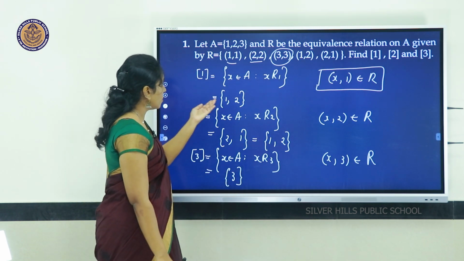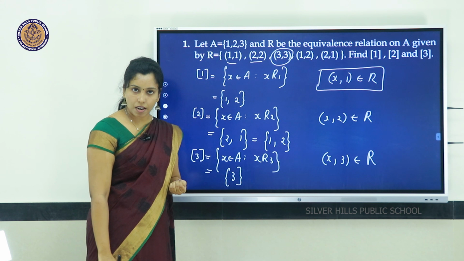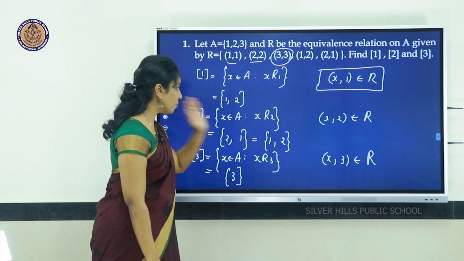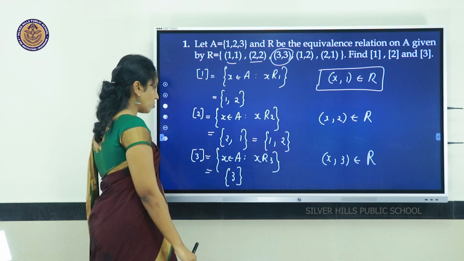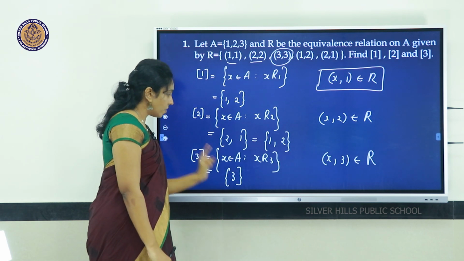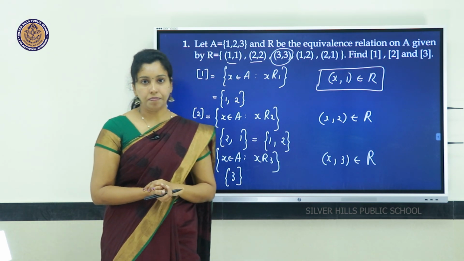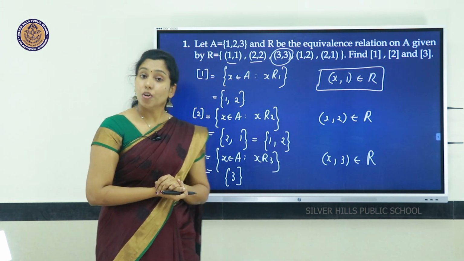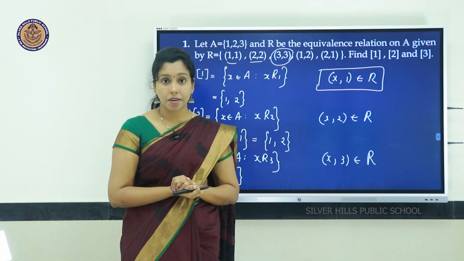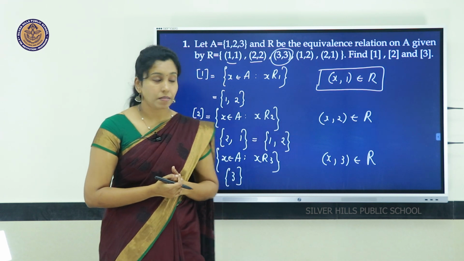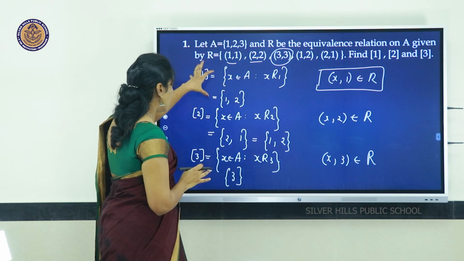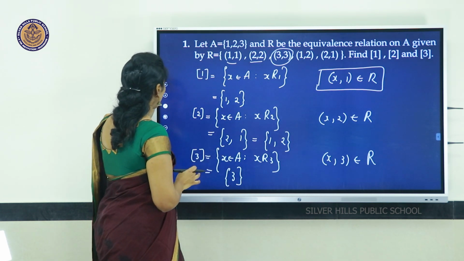So, this set {1, 2} represents equivalence class 1, set {1, 2} represents equivalence class 2, set {3} represents equivalence class 3. Now, these equivalence classes have some properties. So, we will be discussing that. Okay. So, now let us summarize all these results.